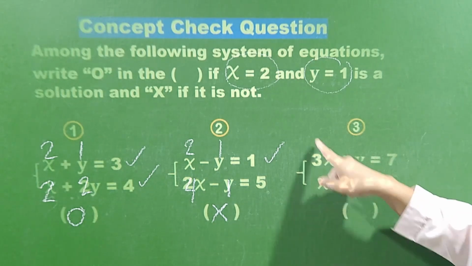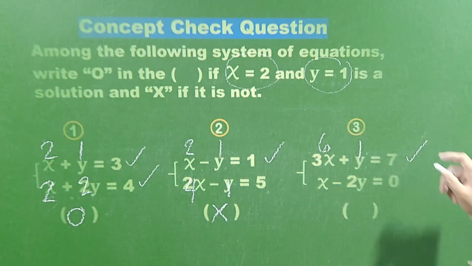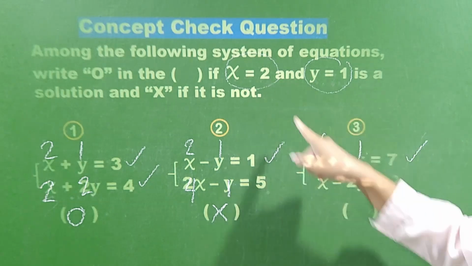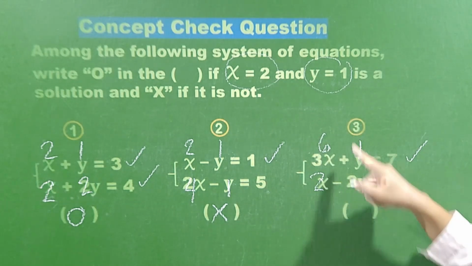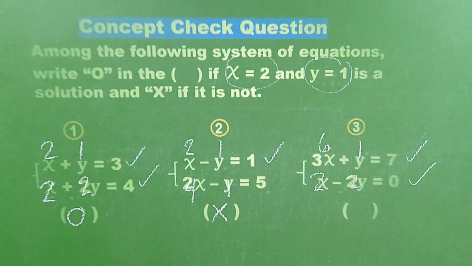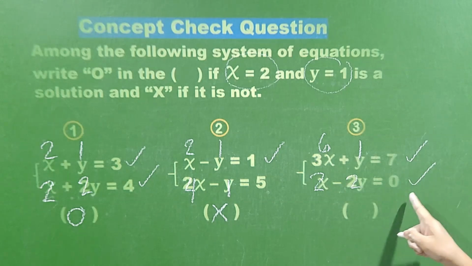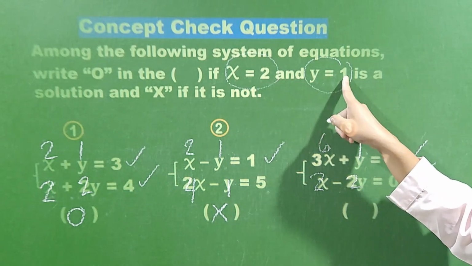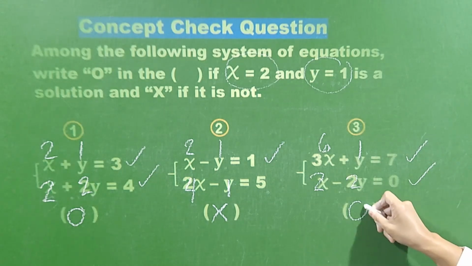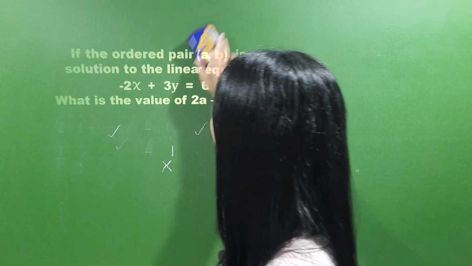to 0. So x is 2, so 3 times 2 is 6. y is 1, so 6 plus 1, then this is equal to 7. Okay, what about x minus 2y is equal to 0? So x is 2. So this is 2 minus 2 times 1 is 2. So 2 minus 2 is 0. This is also correct. So both correct in these two linear equations. It means these values of x and y is the solution to this system of equations. So this is correct. Okay, now let's answer the following problems.